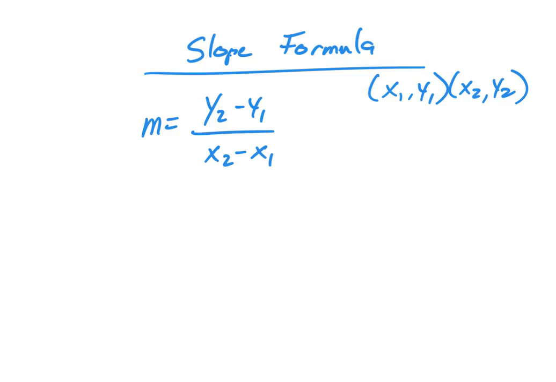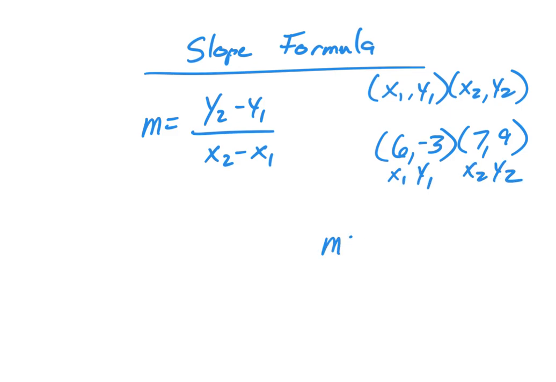So if I gave you two ordered pairs, and let's say we have (6, -3) and (7, 9), we're going to label these 4 points. Then we get 9 minus -3 over 7 minus 6.